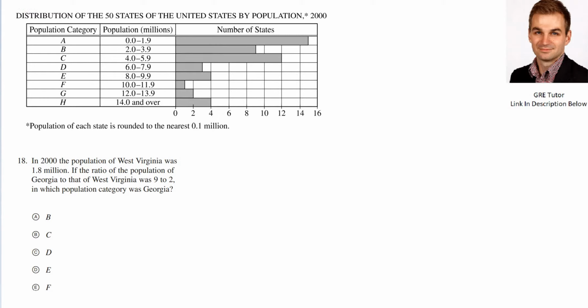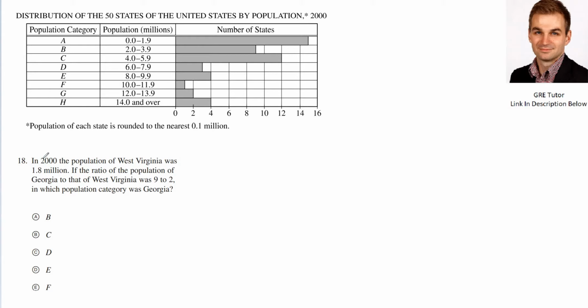Okay, so this is giving you the frequency of states by population. Here you have 0 to 2 million population for 15 of the US states. Here you have 1 that has 10 to 12 million, or 10 to 11.9, and so on and so forth. These population categories are just placeholders to show you where to go so you can write about it inside of a word problem.